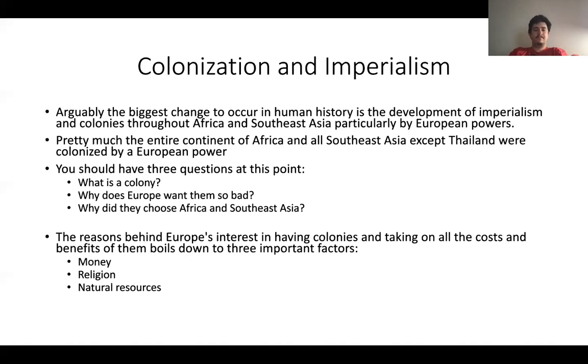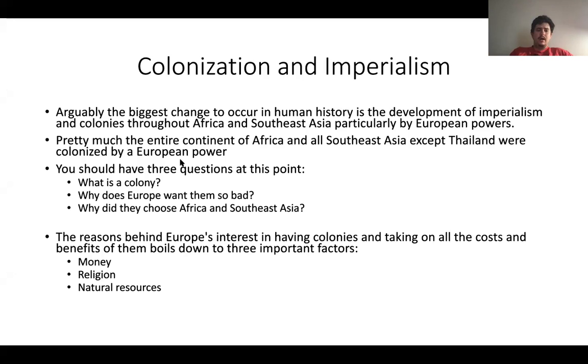And so we're looking at colonization and imperialism, and what those things are. We're going to look at, first off, what they are, second off, why they're so relevant, and the reasons behind it. What did Europe want out of these? A lot of the colonies that we're going to talk about are in Africa and Southeast Asia.